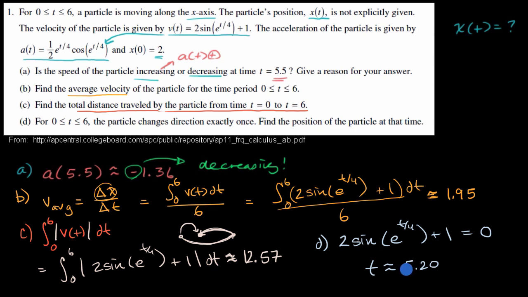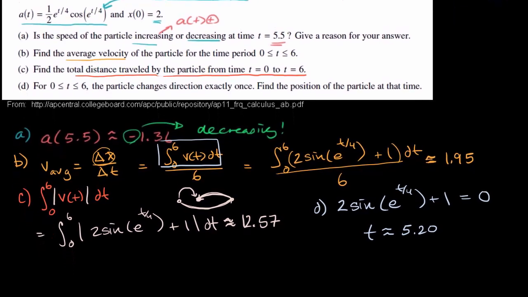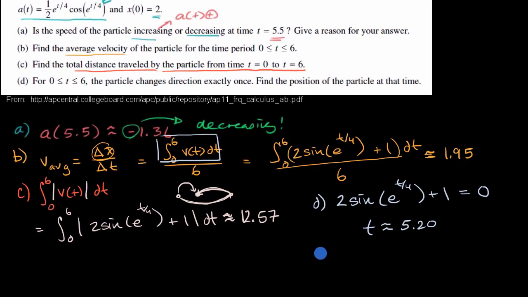What we can then do is input this time into what you could view as our change in position function to figure out how much the particle has moved, and they tell us where it started. So the position at this time is going to be equal to our initial position plus our change in position, which is going to be the integral from time equals 0 to time is approximately 5.20 of v of t dt. And once again, we can use our calculator for that.